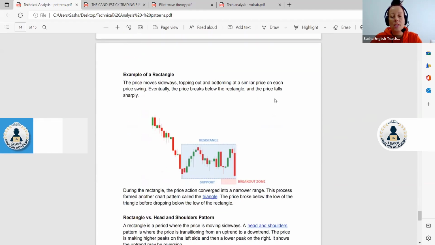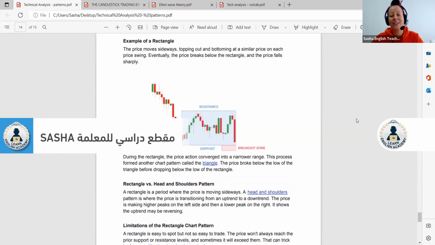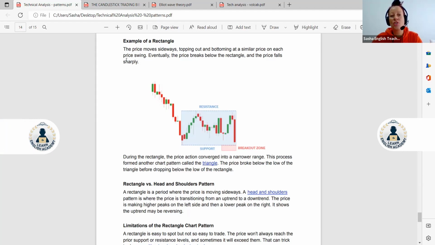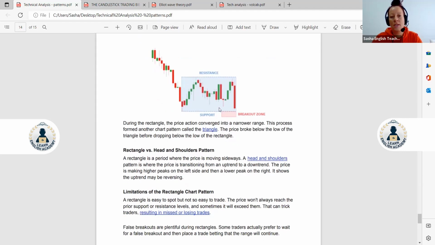So here, obviously this is a little example. The price moves sideways, topping out and bottoming at a similar price on each price swing. Eventually the price breaks below the rectangle and the price falls sharply. Okay, so obviously I've shown you that and you understand the pattern of this.